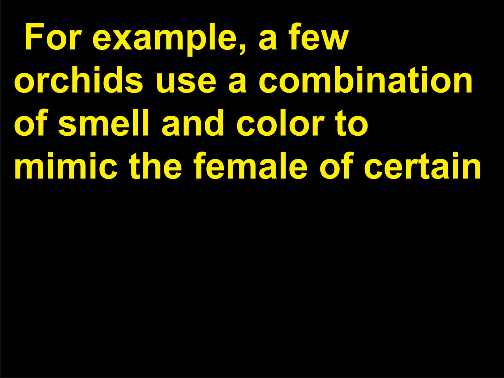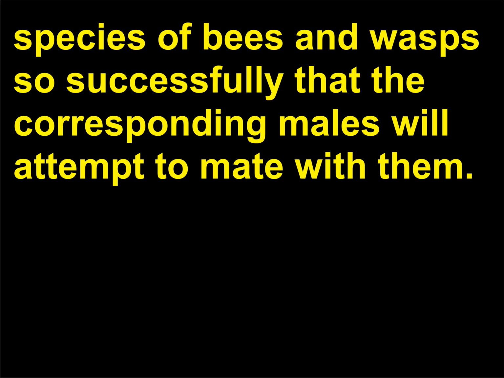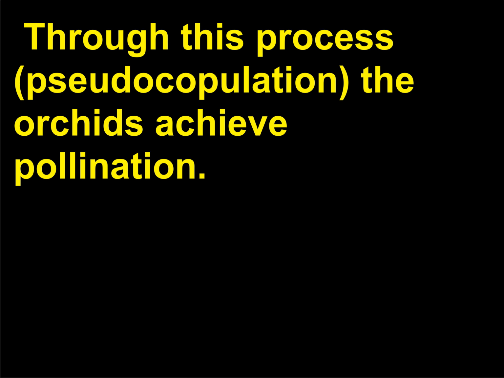For example, a few orchids use a combination of smell and color to mimic the female of certain species of bees and wasps so successfully that the corresponding males will attempt to mate with them. Through this process, pseudocopulation, the orchids achieve pollination.